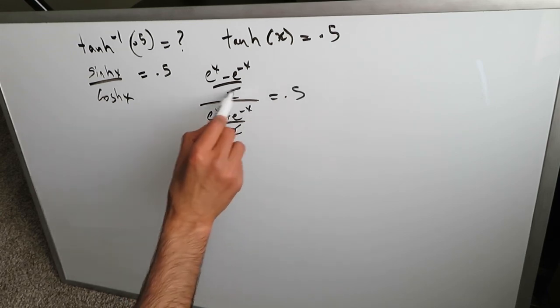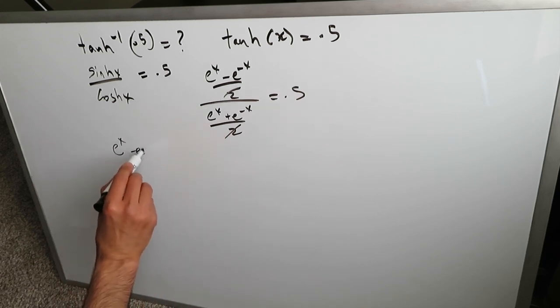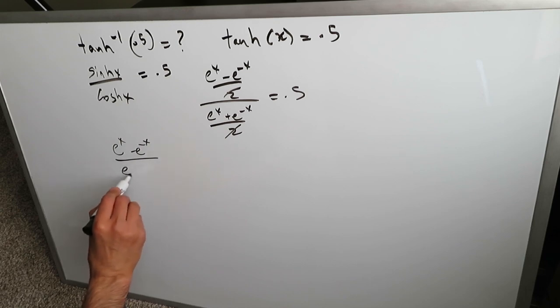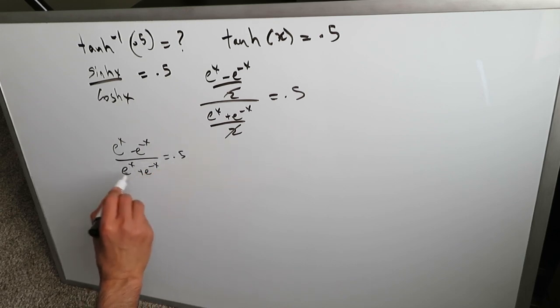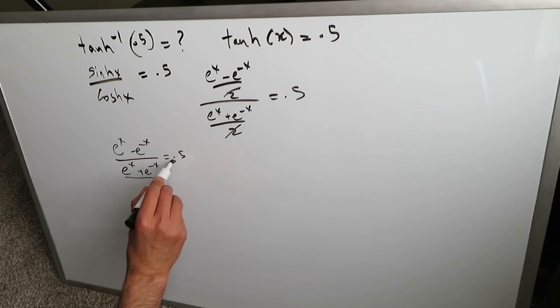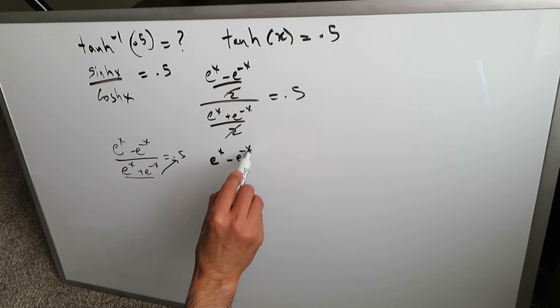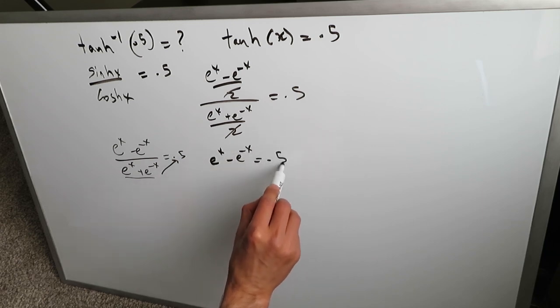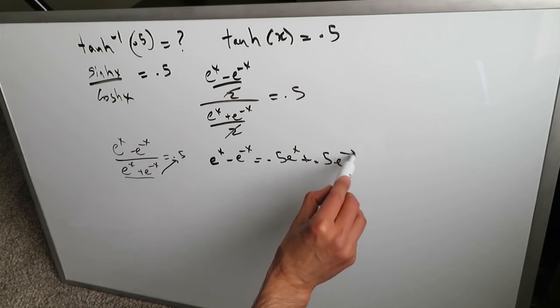Cancel these 2's out. One of the best things you can do is just cancel them out. You get e to the x minus e to the minus x over e to the x plus e to the minus x is equal to 0.5. Take this entire expression and multiply it up over here. You'll get e to the x minus e to the minus x is equal to 0.5 e to the x plus 0.5 e to the minus x.